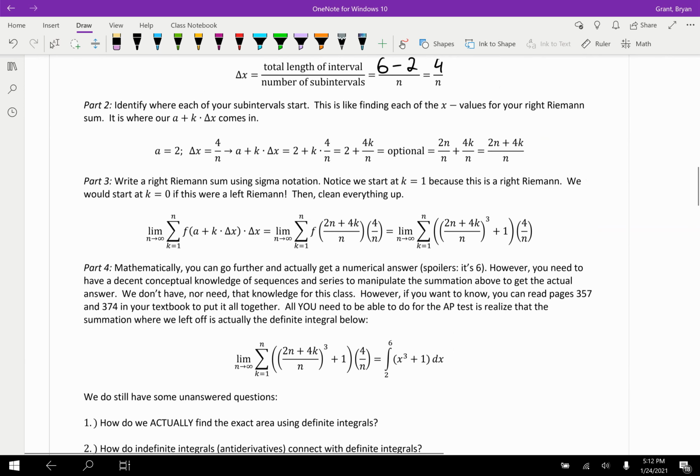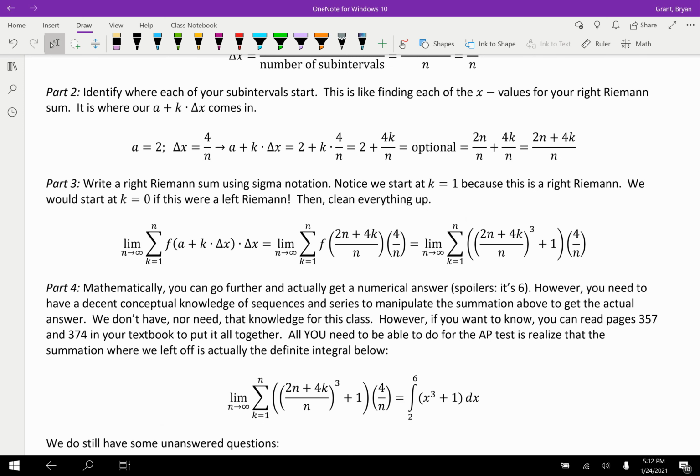We identify where each of the subintervals start. This is like finding our x values for our right Riemann sum. It's that a plus k delta x. We already know, and we're just going to fill in each of these pieces, right? We know that a is 2, and delta x is 4 over n, so we just get our a of 2 and our delta x of 4 over n.